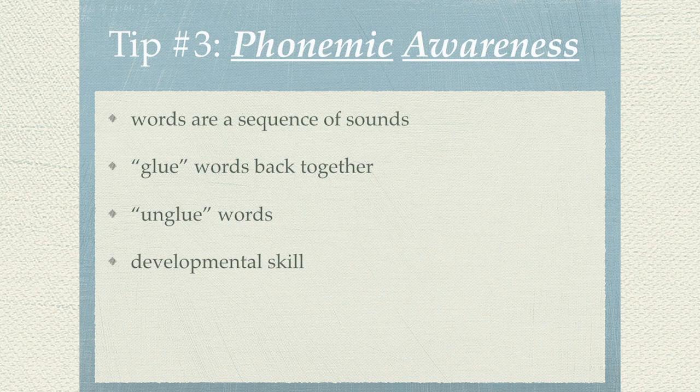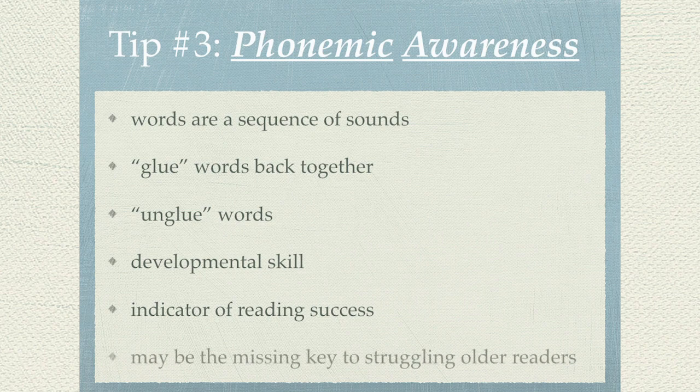So tip number 3 is to make sure that phonemic awareness is in place before starting any kind of formal reading instruction. In fact, phonemic awareness is an indicator of future reading success. The research shows that children who do not have this are going to struggle. In fact, if you are working with an older child that has problems with decoding, it could very well be that the child never developed phonemic awareness, and you would need to go back to that level and work on it.